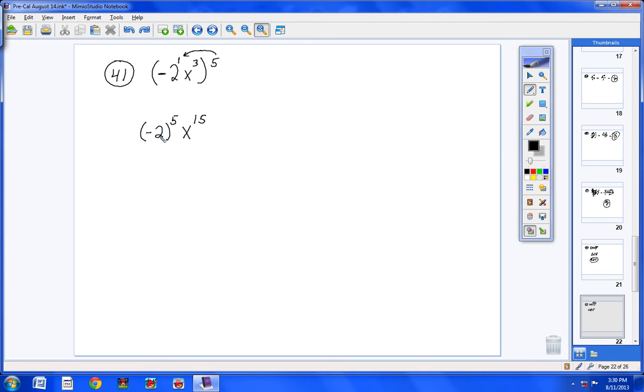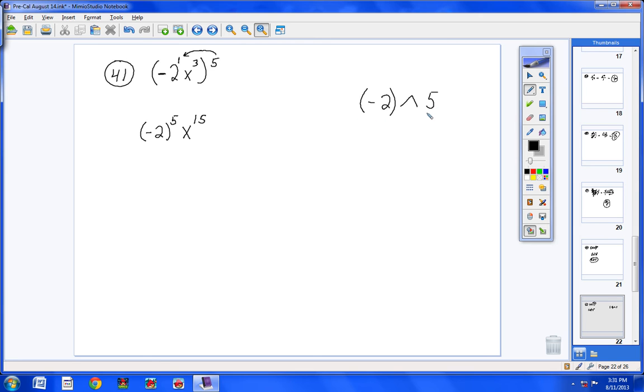Now, negative 2 to the 5th power. If you want to use your calculator on this, please don't type it into your calculator like this. Okay, you don't want to do that. You do want to use parentheses. Sometimes you'll get the right answer, sometimes you won't if you don't use parentheses the correct way. You want to type into your calculator negative 2, and then if you have a TI graphing calculator, you hit the arrow button so it looks like this, and then you hit 5.